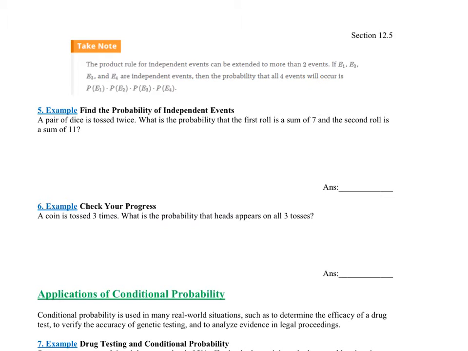So what we need to do here is find the probability that the first roll is a 7, and we need to find the probability that the second roll is 11. Notice these rolls have nothing to do with each other. They're two completely separate rolls, so it doesn't matter what happened on the first and what happened on the second. So we're just going to take the probability of each of those, and then we're going to multiply those two numbers together. These are independent events.